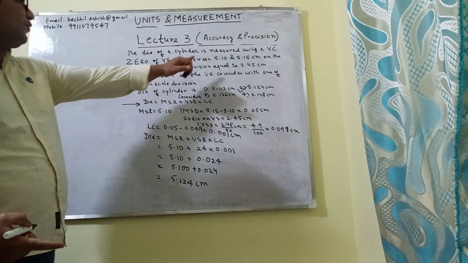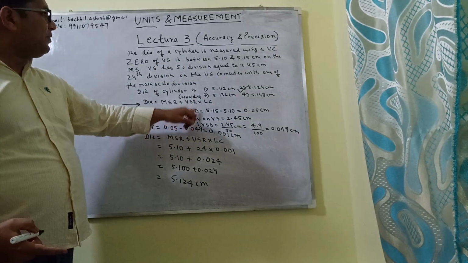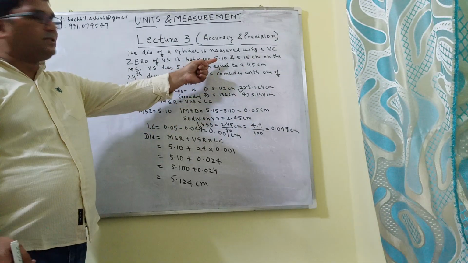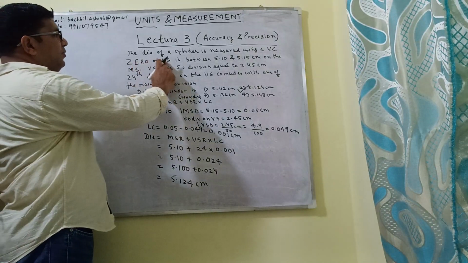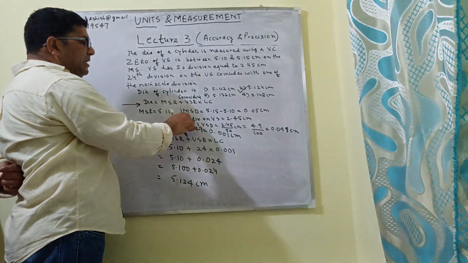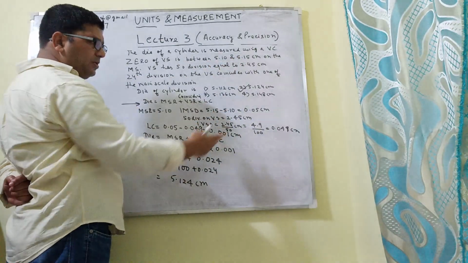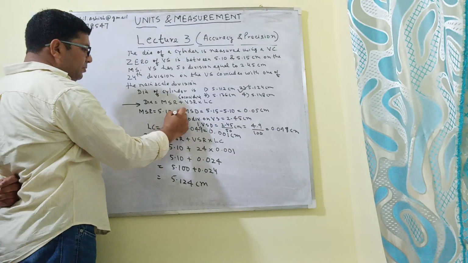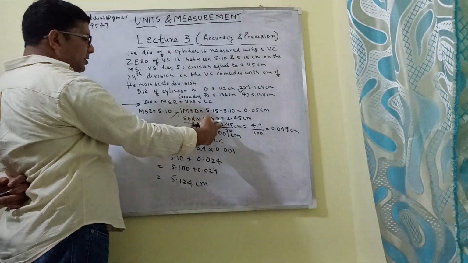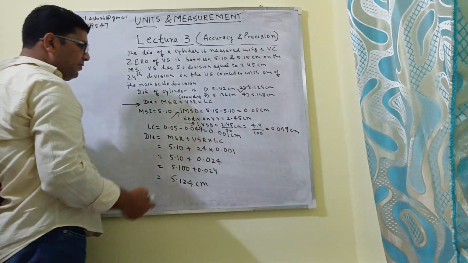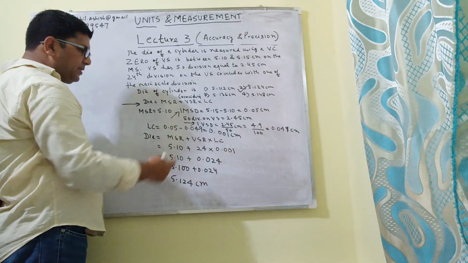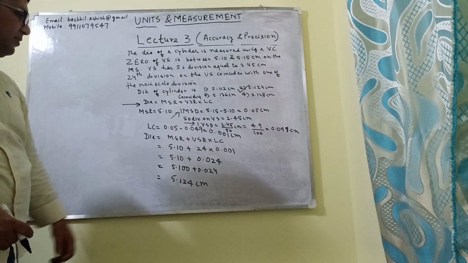The main scale reading is 5.10. The one main scale division will be equal to 5.15 minus 5.10. Because these are the two graduations, so the zero of the Vernier scale is between 5.10 and 5.15. So we have calculated one MSD, main scale division. Then Vernier scale division, that is already given here, that is 50 divisions is equal to 2.45. Then we have calculated one VSD, LC is equal to 1 MSD minus 1 VSD. We have calculated the least count.